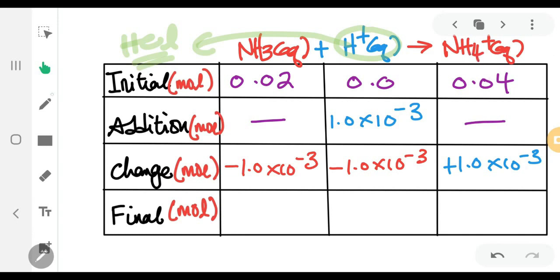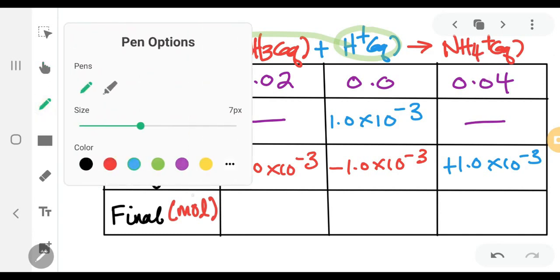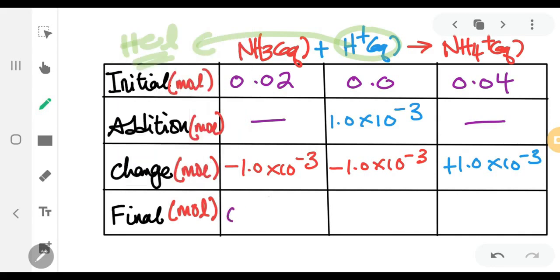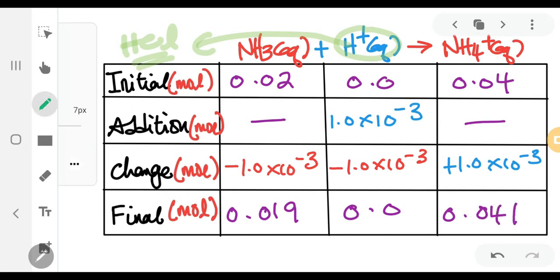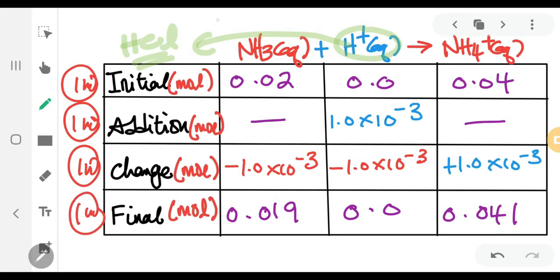So at final, what you have is 0.019. This one will be left 0. This one will be 0.041 mole. So you get 1 mark for this, 1 mark for that, and also 1 mark for the balanced equation, the correct reaction on top.